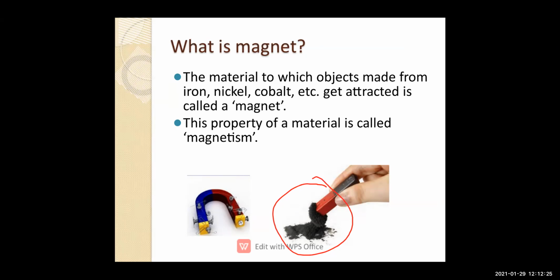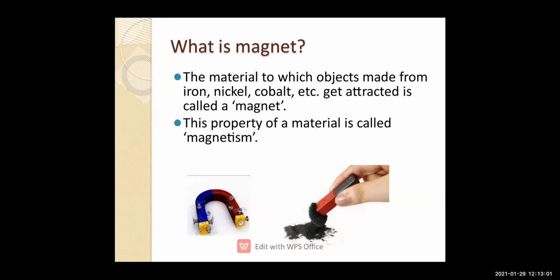So what is the property of a magnet? Attracting the metals. So iron, nickel, and cobalt, these are all metals that get attracted towards the magnet. And the property of attraction, what is the property of attraction called? Magnetism. So what is the property of a magnet called? Magnetism. So I hope in this slide you have understood what is a magnet.